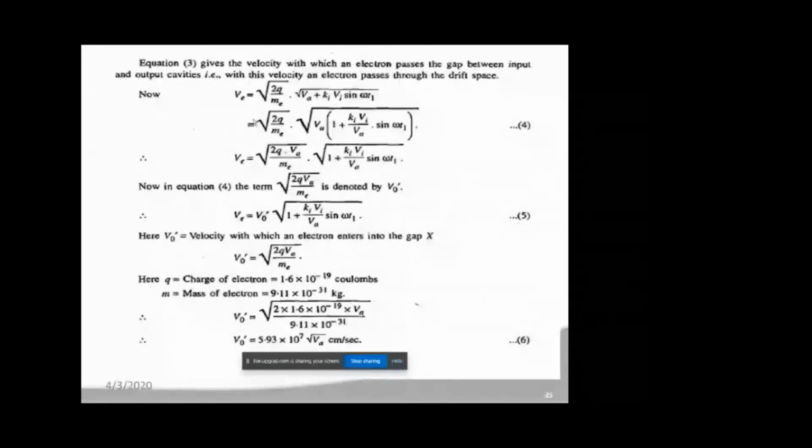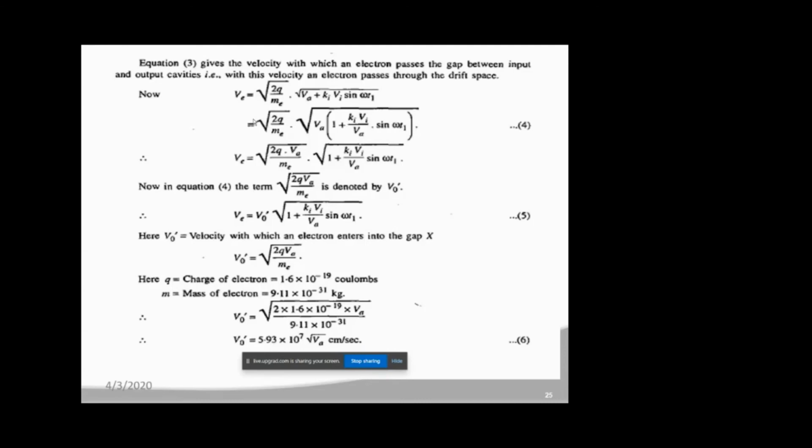So in that case, there is no RF signal. First of all, when the electron is trying to enter the gap X, after entering, that is given by V. Now, when the electron is entering into the gap X, there is the VA, that is the cathode voltage.